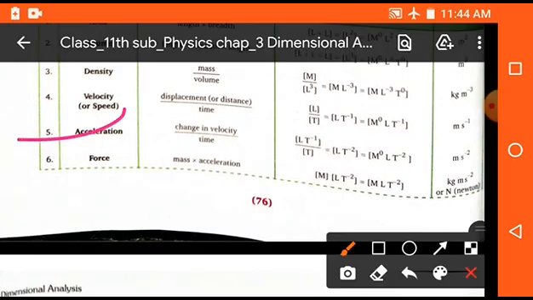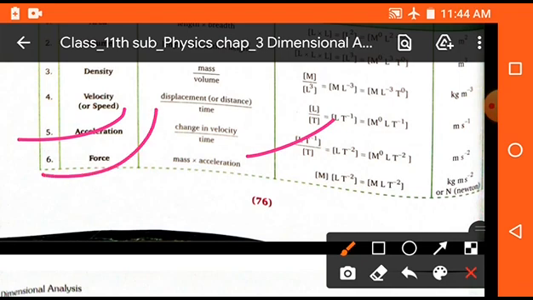Now the dimension formula of acceleration. Acceleration means change in velocity upon change in time, and velocity means length upon time, that means distance upon time. So we can write here L T minus 1 upon T. It means M0 L T minus 2.